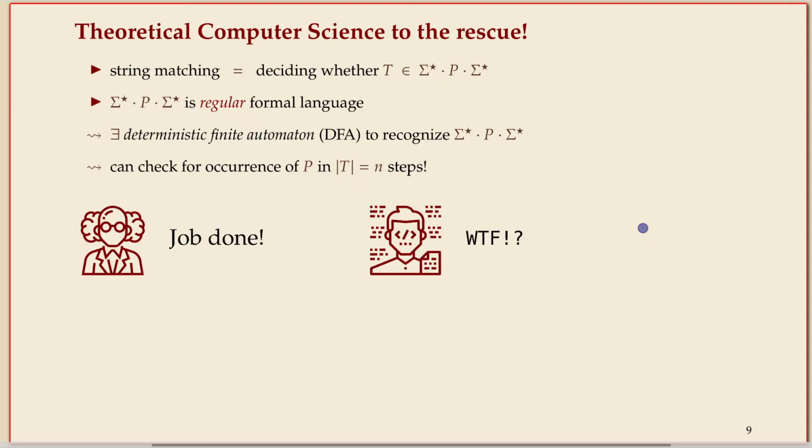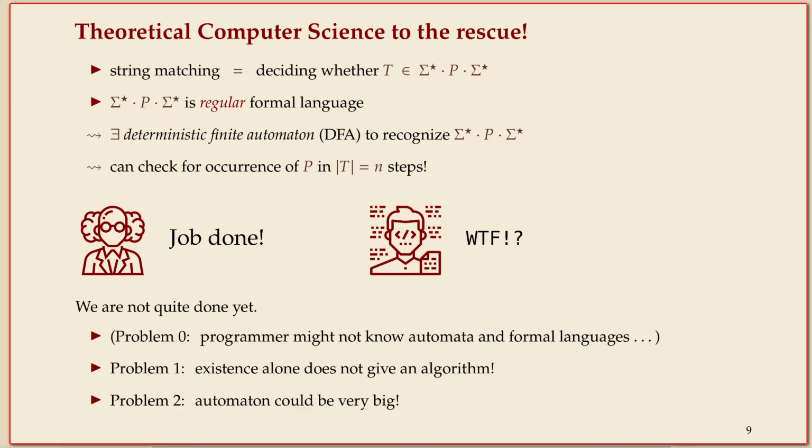So the theoretician says job done, but the programmer says hold on a sec. There are a few problems you glossed over. The first one is not a serious one. You can fix that one. But the second one is a little more serious. We say in this step there is some automaton, but that's not enough to program it. You have to find it. You have to explicitly construct it. And there is a way to do that, but it can produce automata that are exponential in the length of the pattern. That's kind of a problem. We don't want that. That's really expensive.